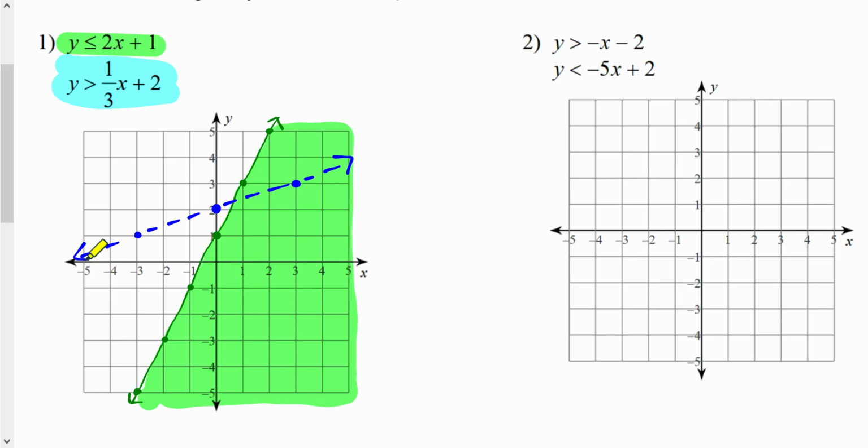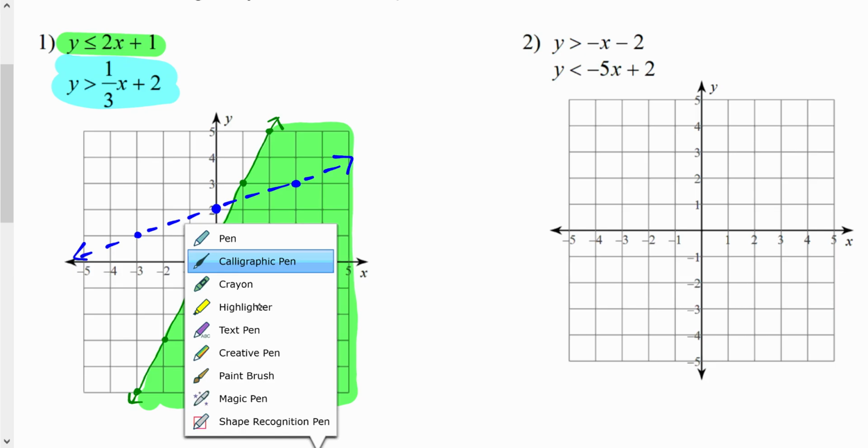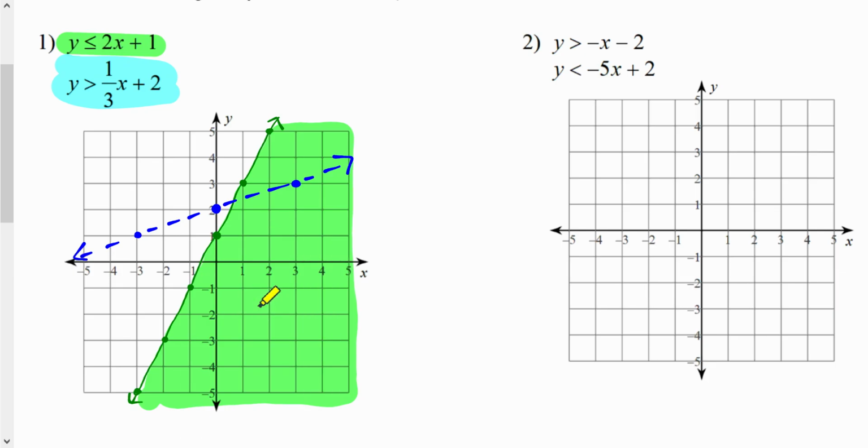Treat each inequality individually. So that blue line is the only thing that I'm focused on. It's dashed because that inequality sign is greater than. And then I know that I need to shade above it. The green line, the green shading, I try to not even think about it. Okay, so here's the shading right here.